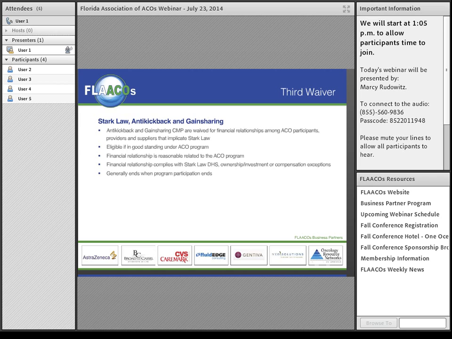And again, those are things from a reporting measures perspective, as we talked about in our last presentation, and the integration of data to make sure that the data is up to date. Also, when we look at financial relationship related to the ACO, this one generally ends when the program participation ends. But we want to make sure that the financial relationship is reasonable related to the ACO program, and that the financial relationship complies with those laws.